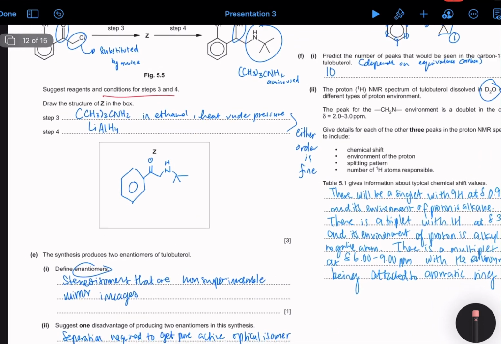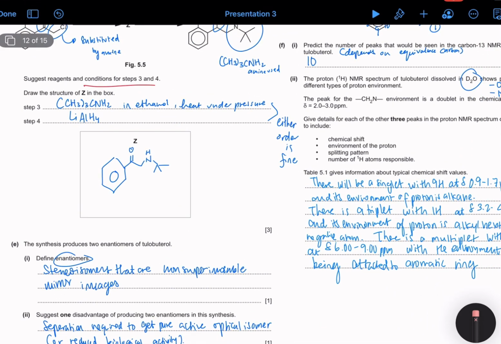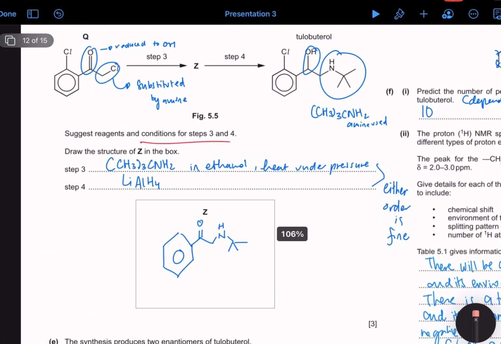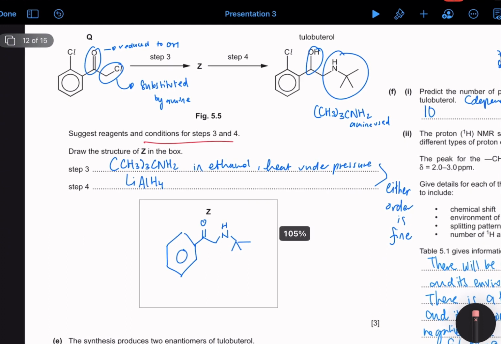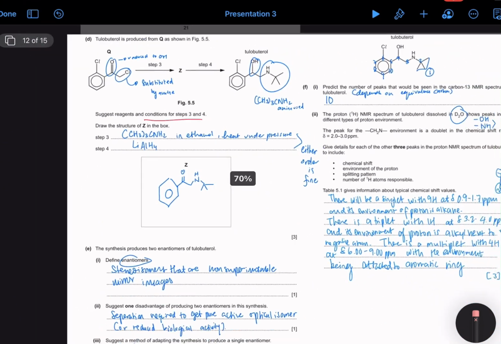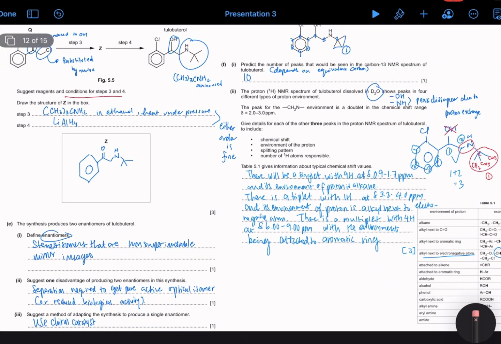Draw the structure of Z. Okay, this is the structure of Z. So, right before it is getting reduced.